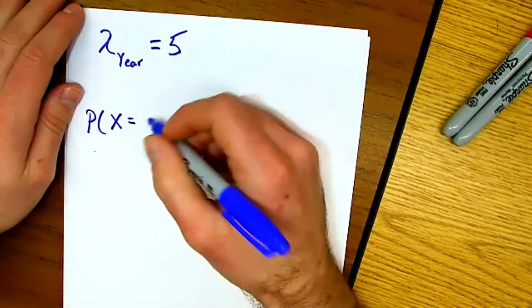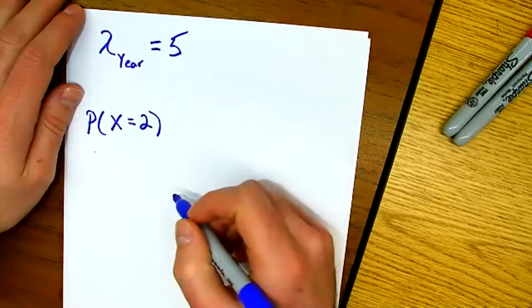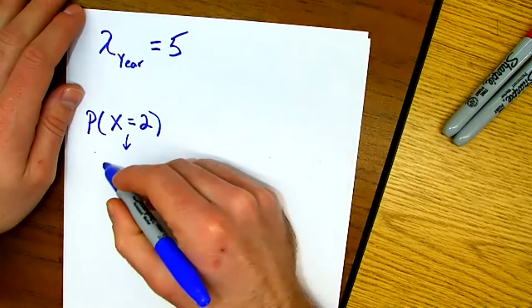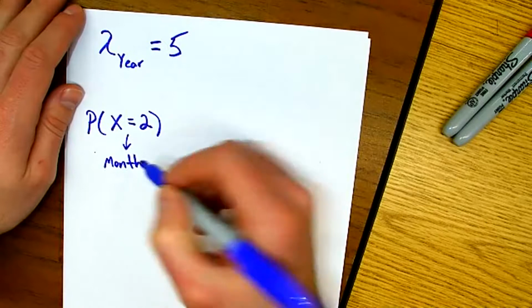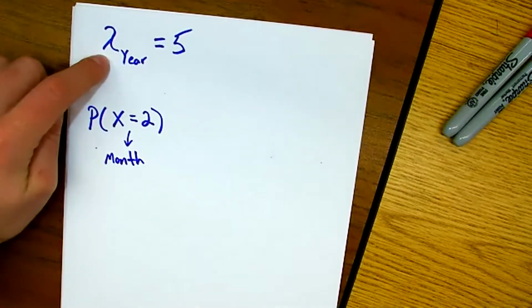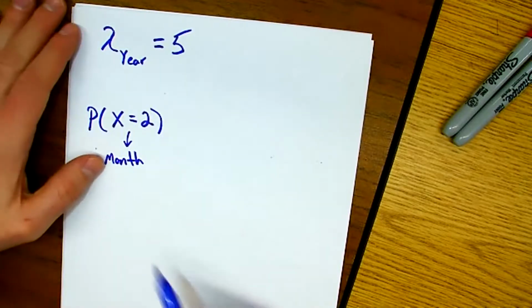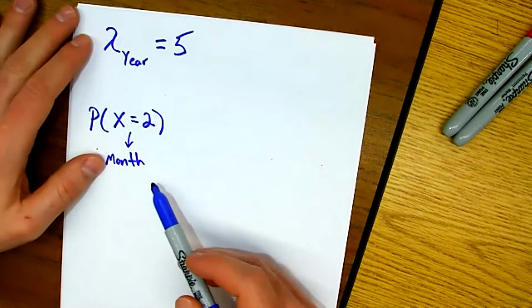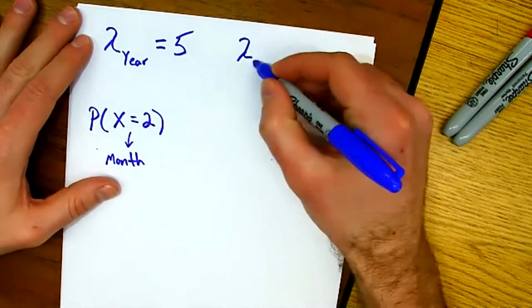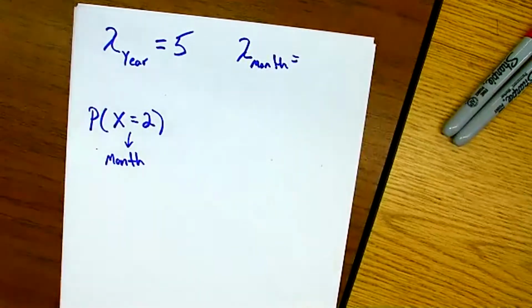But what if I want to do something like, okay, what's the probability that I see X equal, let's say 2 people, but now I'm thinking about 2 people over the next month. Right? Well, I can't use this lambda, right? That's the average over a year. So what I really want here is the lambda for a month. Right? So how could I get that?